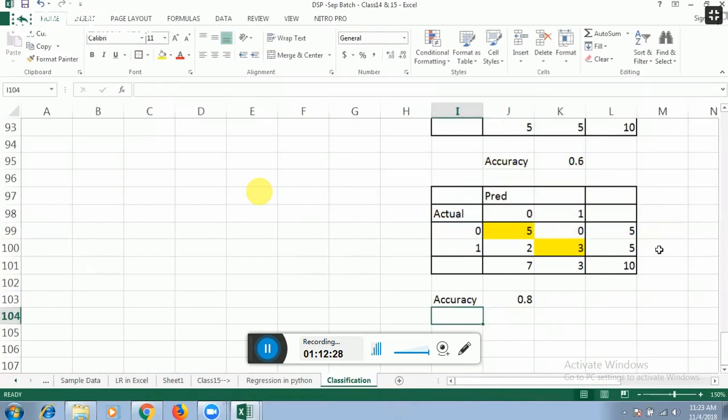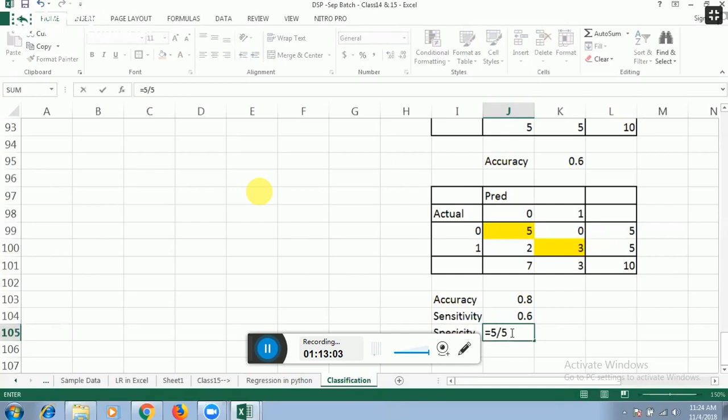And suppose sometimes you want to identify accuracy for ones. How many ones were correctly classified as ones? This is what we call sensitivity. Sensitivity is nothing but, out of a total of 5 ones, how many ones you correctly classified? 3 by 5. And the specificity is the opposite. Opposite means what? How many zeros were correctly classified as zeros? In this case, how much? 5 by 5. 100%. Correct or not?